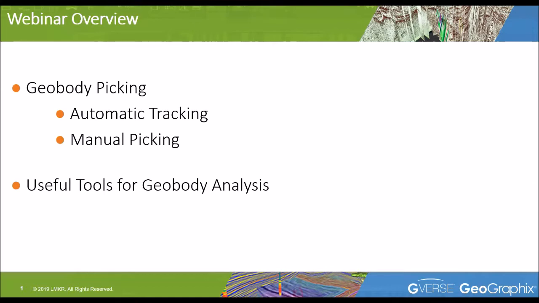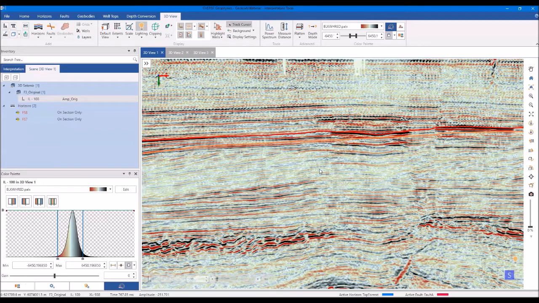So for this webinar, I'm going to pick a couple of Geobodies using both the automatic and manual picking methods, and then show you some of the tools that we have to use these Geobodies in your interpretation workflows. I have an inline number 100 displayed here. You can see this amplitude anomaly pretty clearly here.